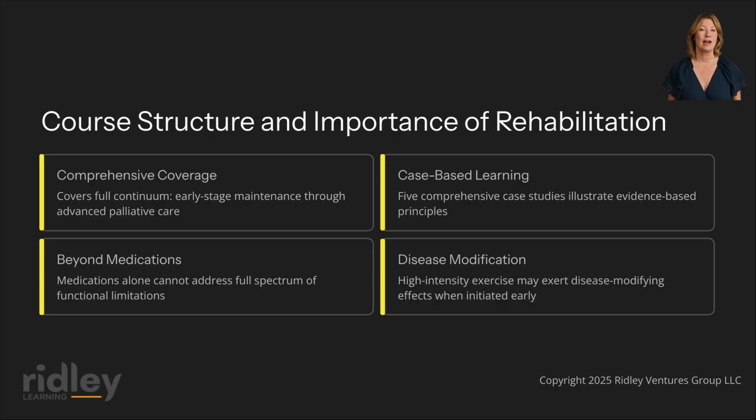Furthermore, emerging evidence suggests that high-intensity exercise may exert disease-modifying effects, potentially slowing the rate of motor symptom progression when initiated early in the disease course. These findings have profound implications for clinical practice, supporting the integration of rehabilitation as a core component of comprehensive Parkinson's disease management from the time of diagnosis.